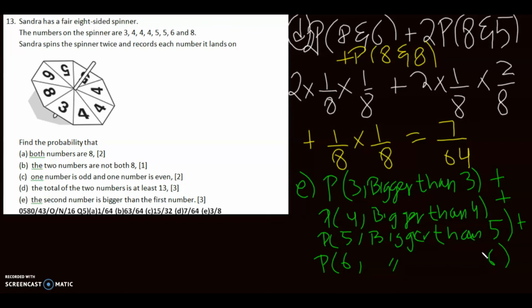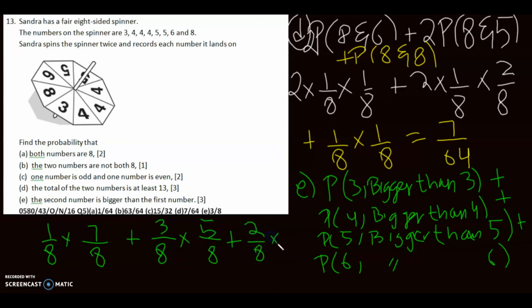Probability of getting 3 is 1 upon 8 times probability of getting a number bigger than 3 in the next spin. So that's going to be 1, 2, 3, 4, 5, 6, 7. 7 numbers are bigger than 3. Plus probability of getting a 4 is 3 upon 8 times probability of getting a number bigger than 4 in the next spin, which is 5 upon 8.